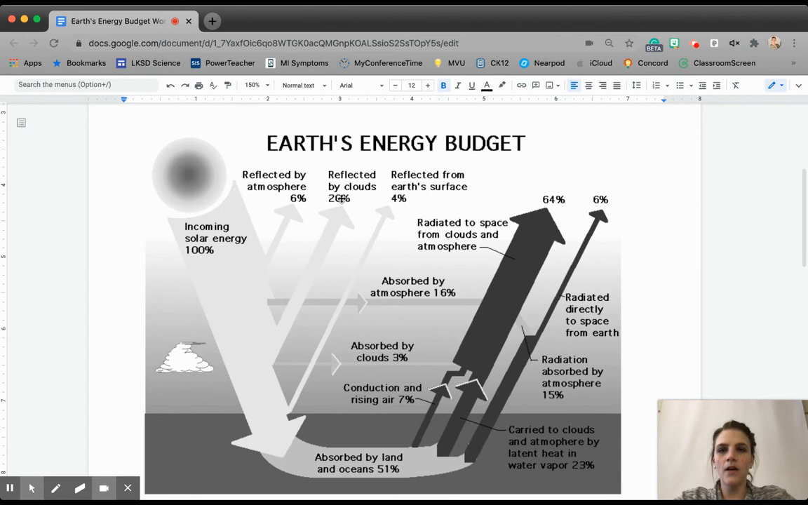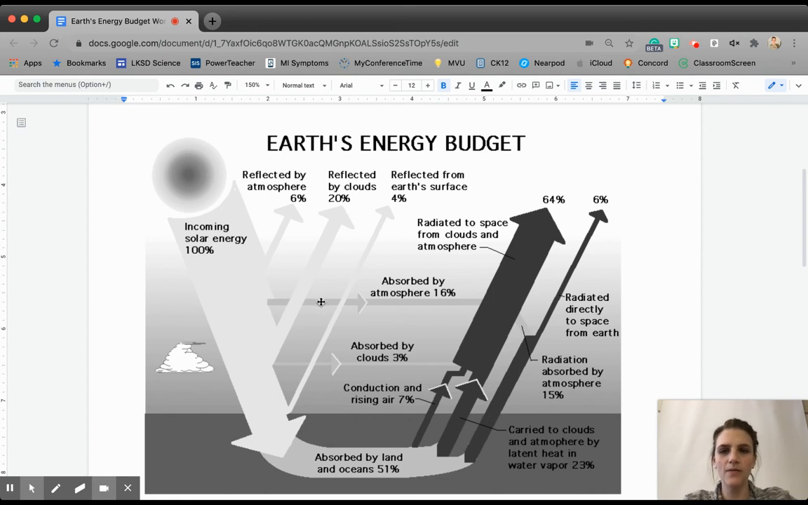Okay, so this big circular part in the left-hand corner represents the sun, and notice that this big chunky arrow coming down towards Earth's surface represents 100% of that solar energy. Okay, so all of the energy that comes from the sun is represented by this arrow. Notice that parts of the arrow are broken off though. There's parts that are being reflected by the atmosphere. There are parts that are reflected by clouds. There's a small part that's reflected from Earth's surface.